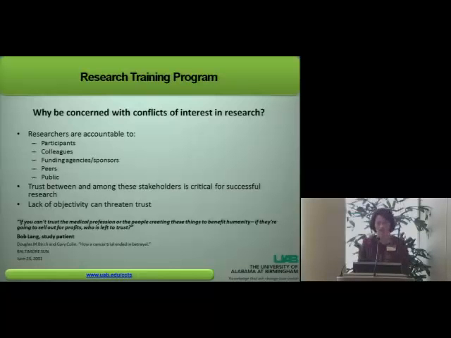What follows here on this slide is a quote that stuck with me after many years of considering conflicts of interest in research, and it goes like this. "If you can't trust the medical profession or the people creating these things to benefit humanity, if they're going to sell out for profits, who is left to trust?" This was from a study patient in a trial that was impacted by conflicts of interest.